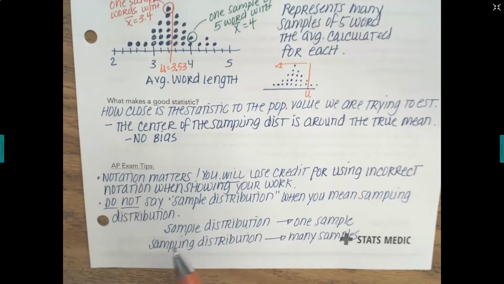So that could have been how we asked the question. It could have been our sampling technique. It could have been any number of things, but we had some sort of bias invoked here. So if you have a good statistic, the center of the sampling distribution should be around the true mean because we don't have a lot of bias.